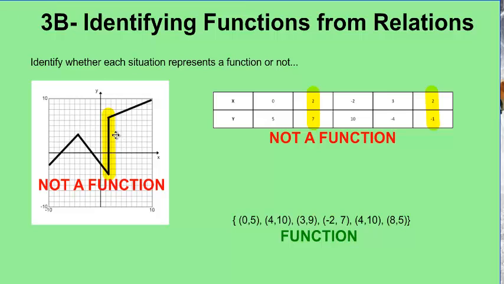Here we can see on our graph that it is not a function because it has a spot in the graph that is vertical. If you were to draw a vertical line, you could touch more than one point on the graph. Therefore, we say it is not a function.